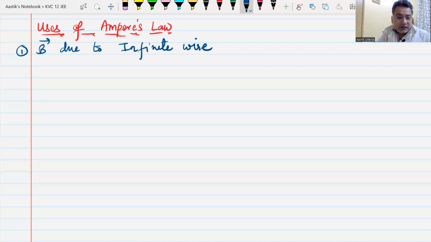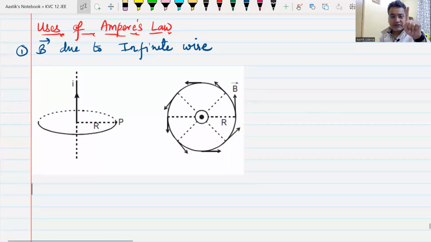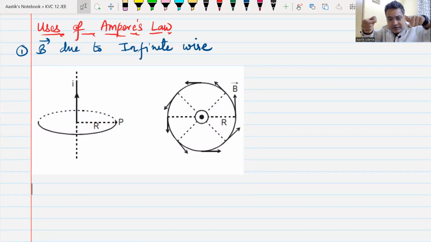We can now find it out in this way. In the first case, when we found it out, we drew the diagram like this. Wire was like this and the point was here. Now we draw the diagram in a different way like this. So the current is coming out and the point is here, and you can see that the magnetic field is going to move in a closed loop. Yes or no?